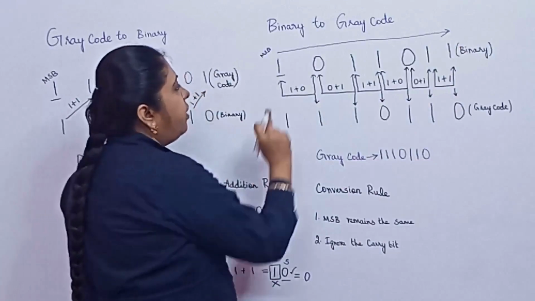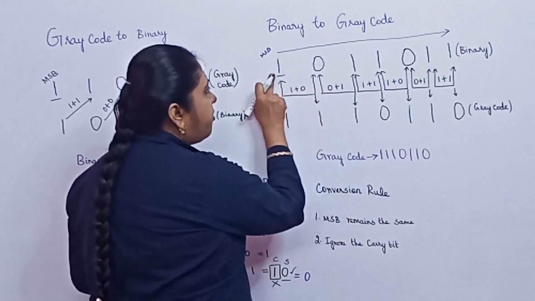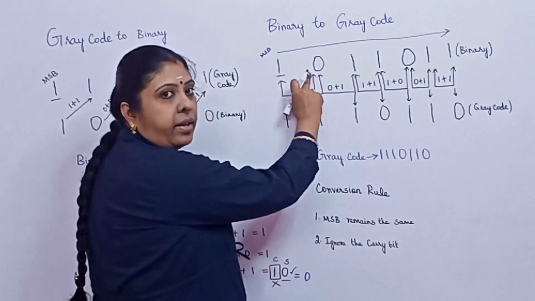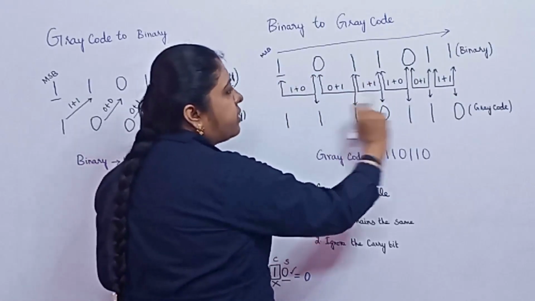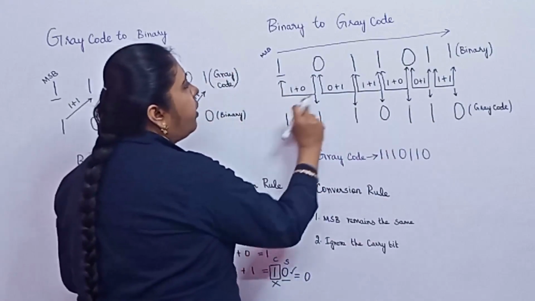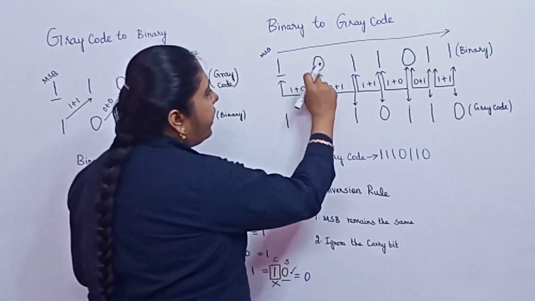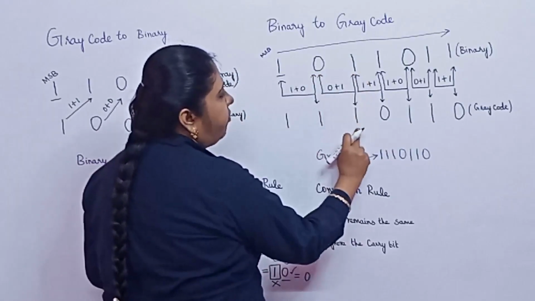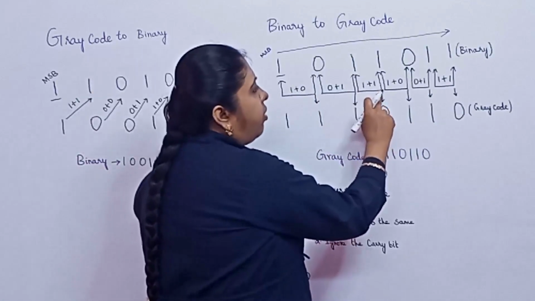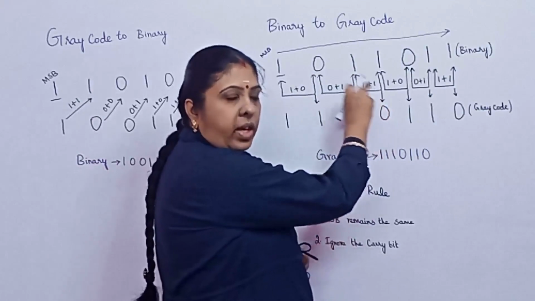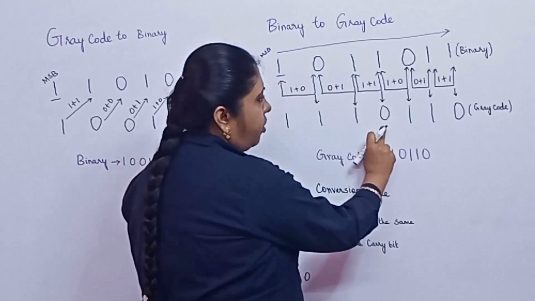For the next bit, we have to add 1 with 0. This is the first bit and this is the second bit we are adding. For the next conversion, second bit with third bit. Again third with fourth bit. Similarly it goes on. So 1 plus 0, 1. Again 0 plus 1 gives 1. Next 1 plus 1 gives 1, 0. We are discarding the carry bit, so 1 plus 1 gives 0.